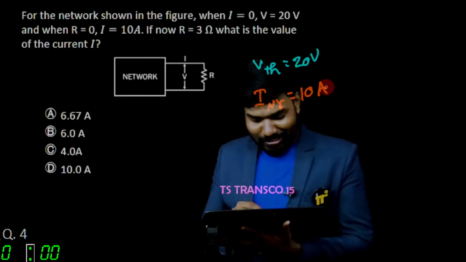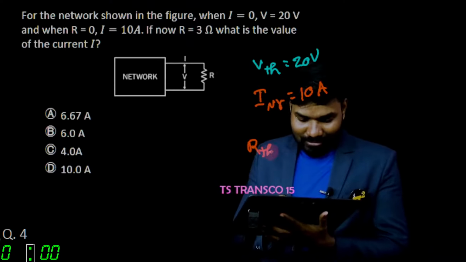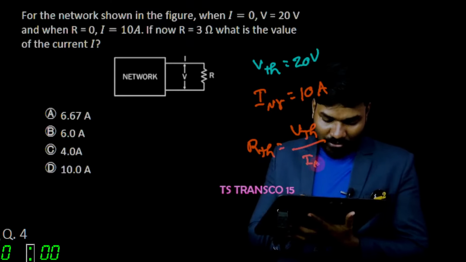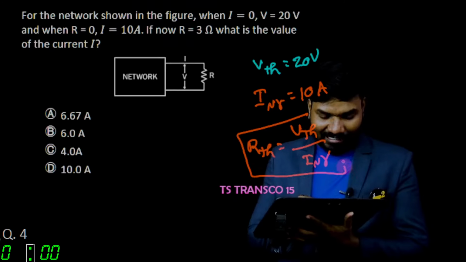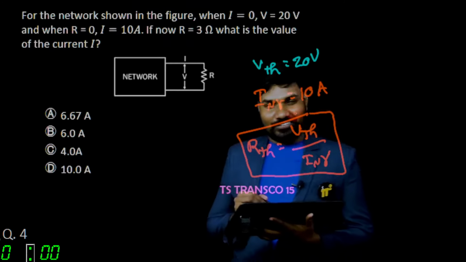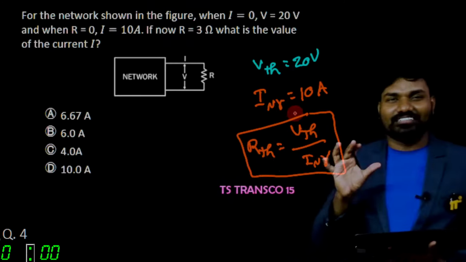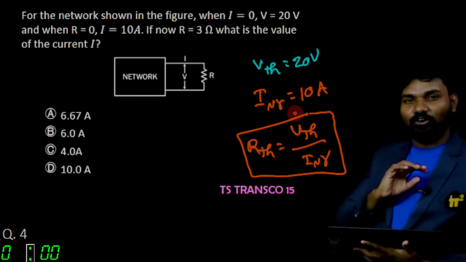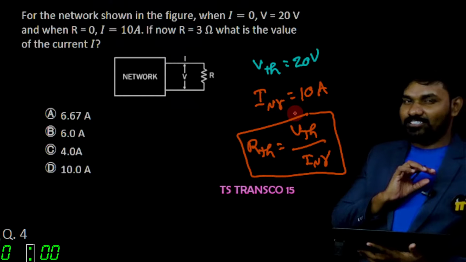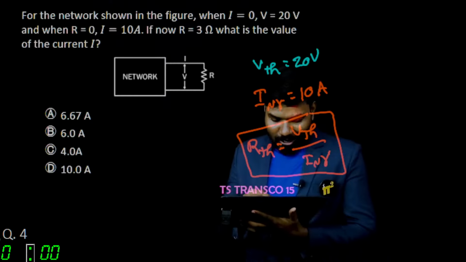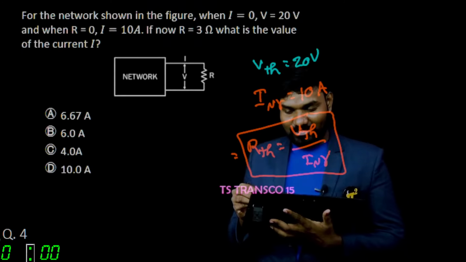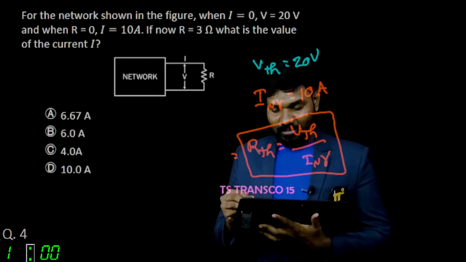So Thevenin's resistance RTH is equal to Thevenin's voltage divided by Norton's current. This is a key thing. This is a key aspect of this entire thing, this formula. Clear? Now with this, at least now you do it. I'll be happy if you answer this now.